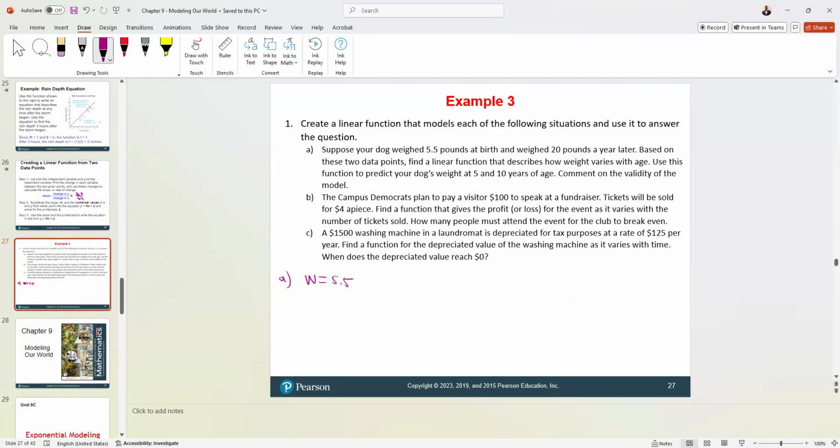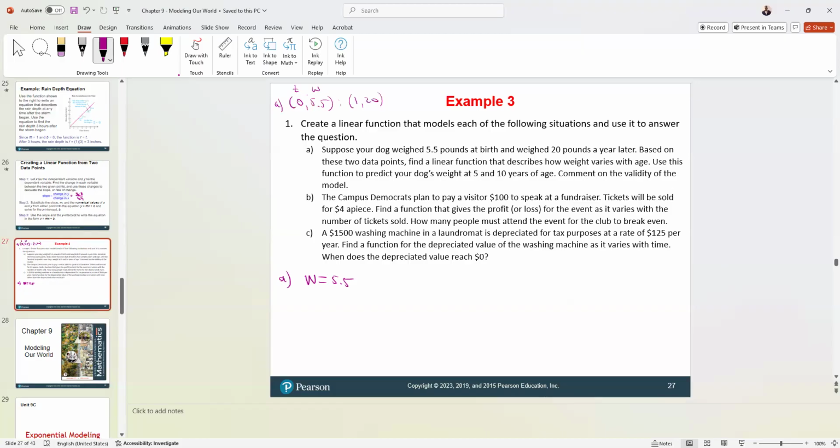We can find the slope because at time zero, remember we said at time zero, what was the weight? 5.5. So that's time, that's weight. And after 1 year, what was the weight? 20. So I can use these 2 points to write down my equation. All right, because I need to find the slope anyway, I cannot just go ahead and not do it.